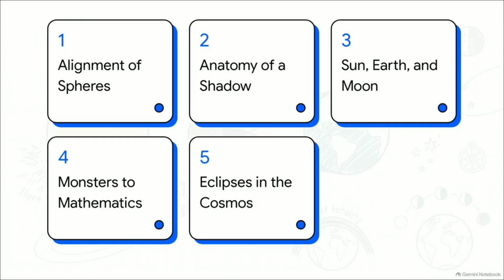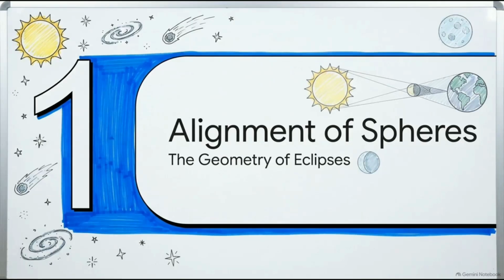Okay, so here's our roadmap for the journey. We'll start with number 1, the alignment of spheres. Then 2, the anatomy of a shadow. From there, we'll look locally at 3, Sun, Earth, and Moon. After that, we'll dive into human history with 4, from monsters to mathematics. And finally, we'll zoom way out for 5, eclipses across the cosmos. Let's jump right into section 1, the alignment of spheres.